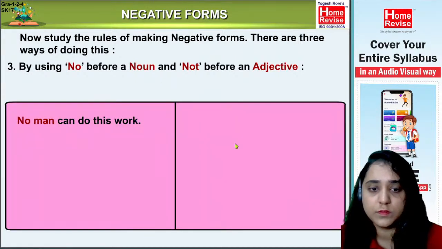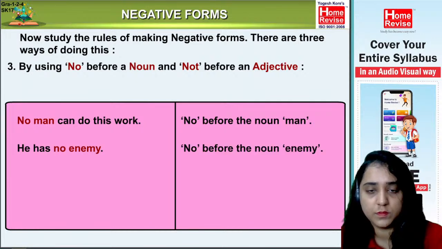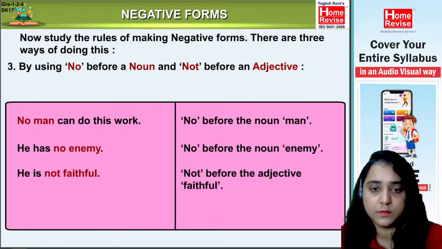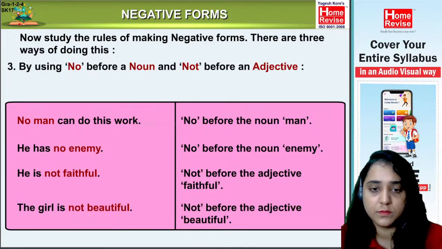By using no before a noun and not before an adjective. No man can do this work. No before the noun man. He has no enemy. No before the noun enemy. He is not faithful. Not before the adjective faithful. The girl is not beautiful. Not before the adjective beautiful.